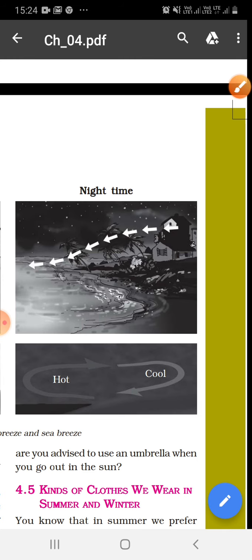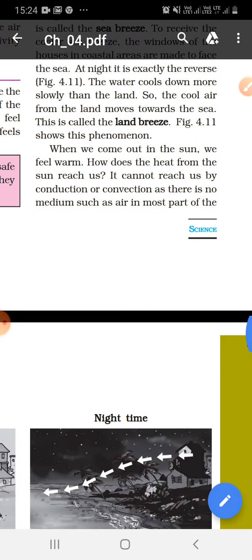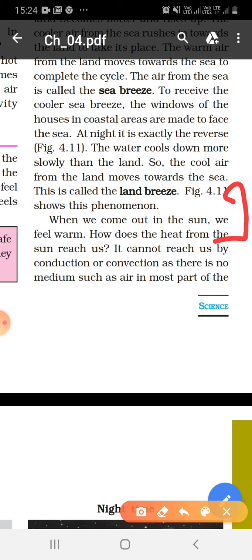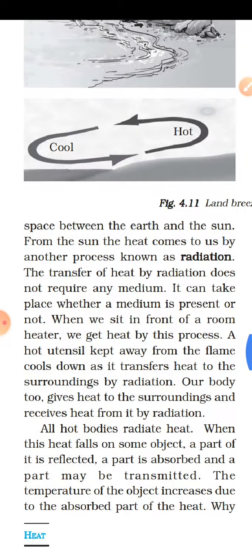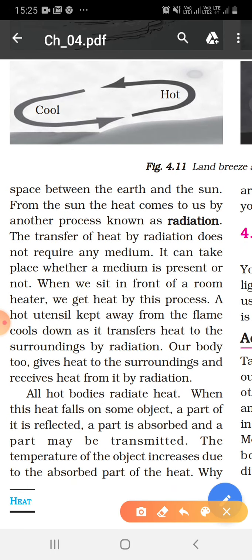Another process by which heat is transferred from one place to another place is the radiation phenomenon. How do you know that the sun gives us warmth, by which phenomenon? This is the radiation phenomenon. The sun is at a distance of nearly 1.5 × 10^8 kilometers from the earth, and the heat from the sun we get by the process of radiation.